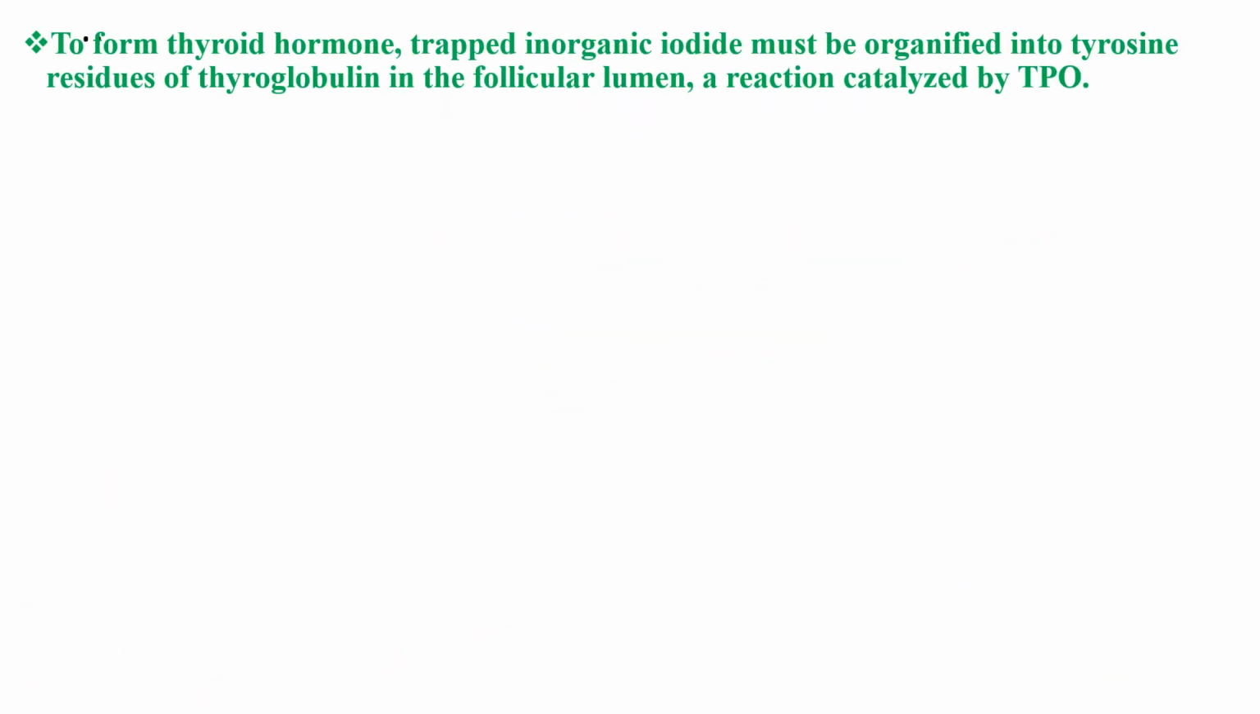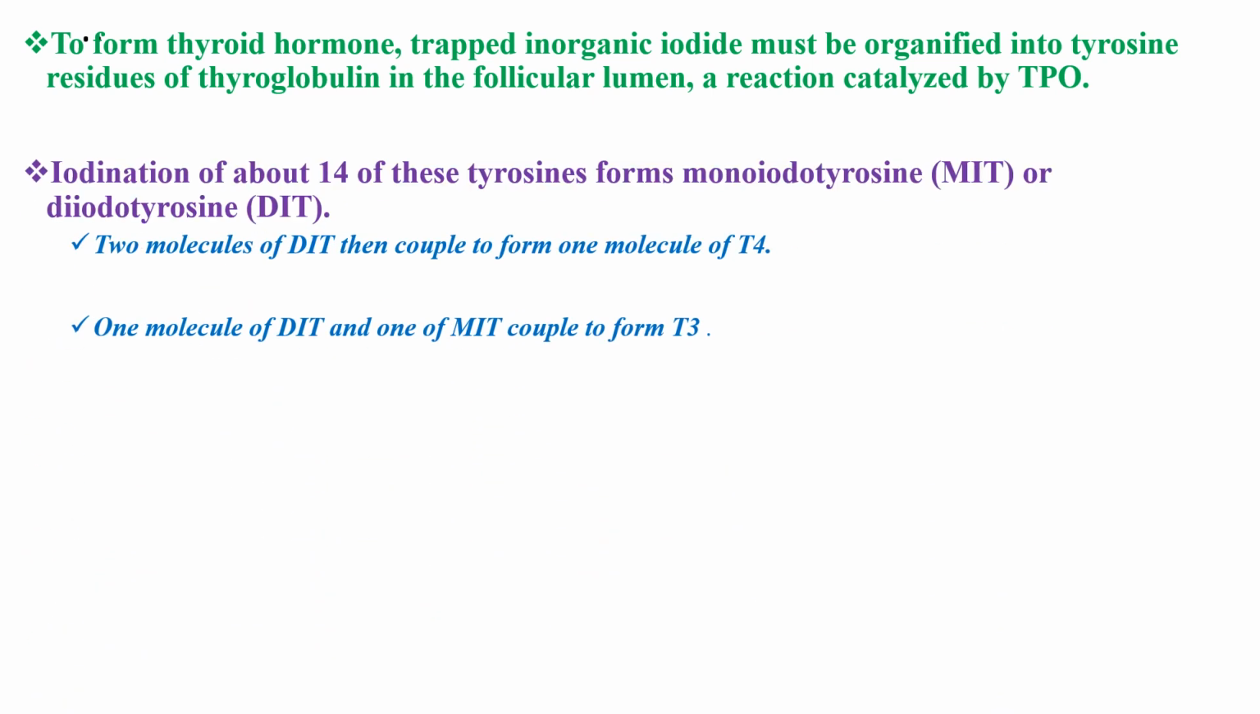To form thyroid hormone, trapped inorganic iodide must be organified into tyrosine residues of thyroglobulin in the follicular lumen. Iodination of about 14 of these tyrosines forms monoiodotyrosine or diiodotyrosine. Two molecules of diiodotyrosine couple to form one molecule of T4, and one of diiodotyrosine and one of monoiodotyrosine couple to form T3.